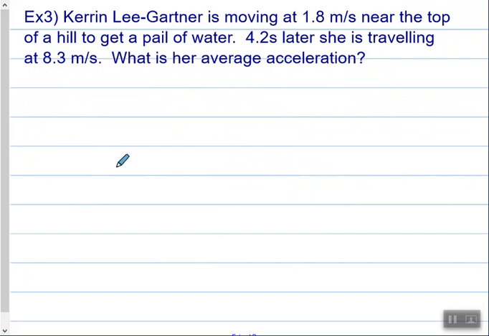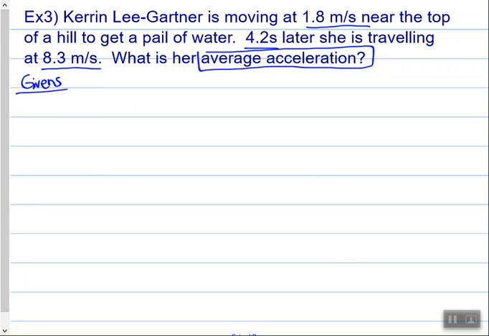So example 3, we have someone moving at 1.8 meters per second near the top of a hill to get a pail of water. 4.2 seconds later, she's traveling at 8.3 meters per second. And what is her average acceleration? Okay, so givens. So she was moving at this speed.